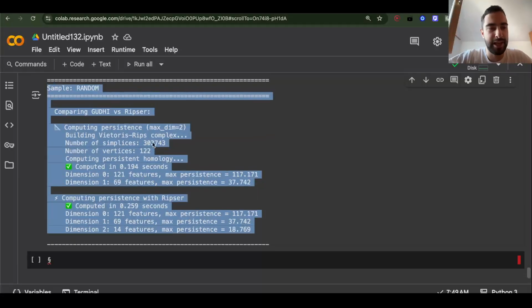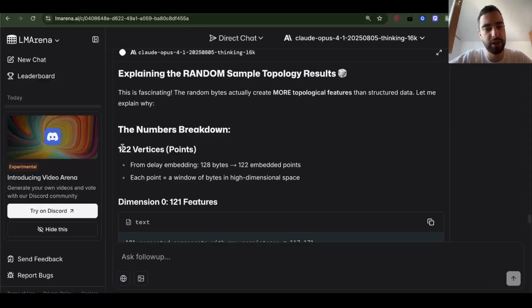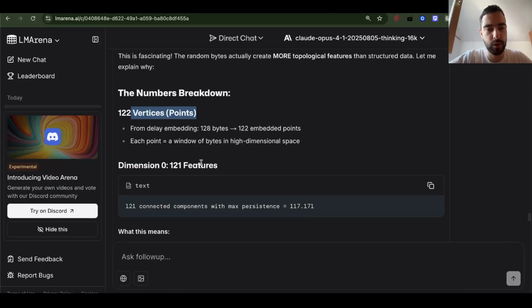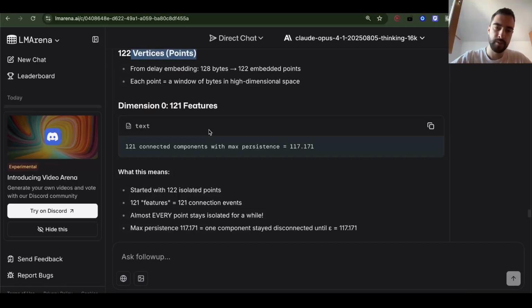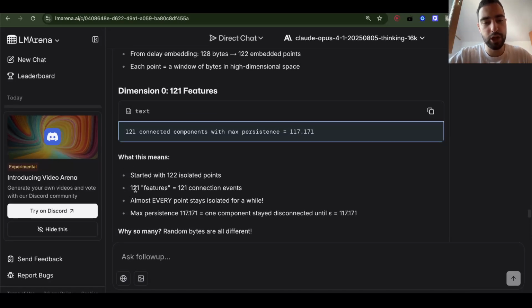This is interesting. In my random bytes, it creates more topology features than structured data. So we got 122 vertices or points. These are windows. We have dimension 0 features, 121 connected components with maximum persistence 117 unit lengths. So what that means is we have 121 connections between these different points when they grow.